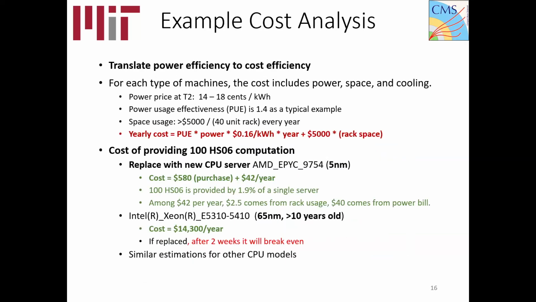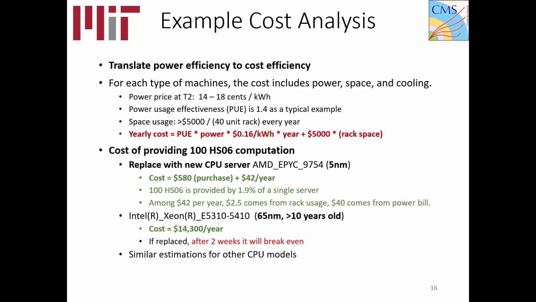So now we know the power efficiency. We want to translate this to cost efficiency, and this is how the calculation is done. We use some estimation, and we include the cost coming from the power, the space, and the cooling. The power price we use, typically at the MIT site, is about 16 cents per kilowatt hour. And the PUE is about 1.4, which is the typical sample we use.